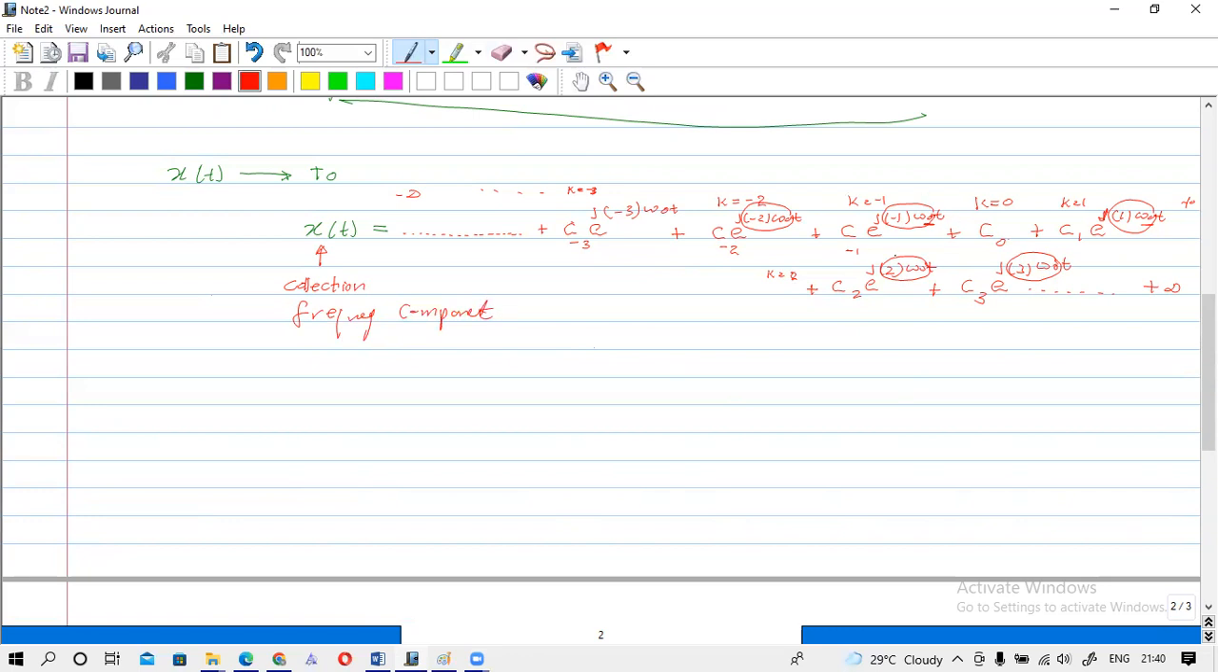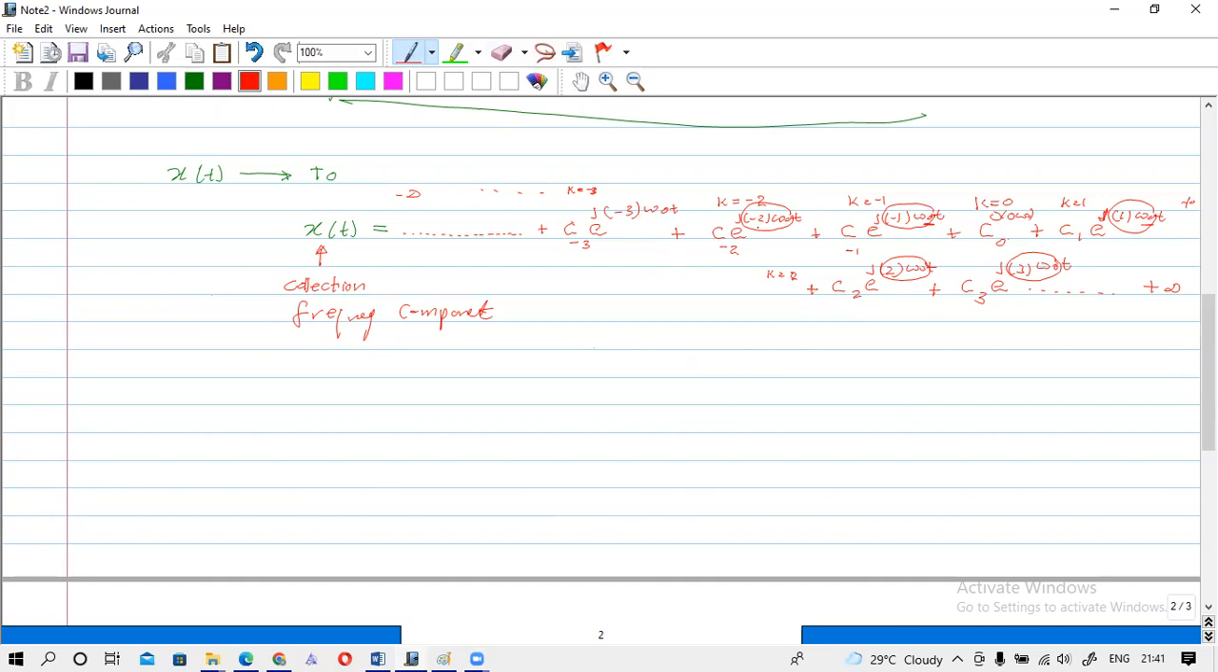But you can see that this is -1 omega naught, -2 omega naught, and this is omega naught. This is 3 omega naught, 2 omega naught. What is the frequency of this term? That is 0. The frequency is 0 here, that means it is 0 omega naught. So you can see that these frequencies are somehow related.